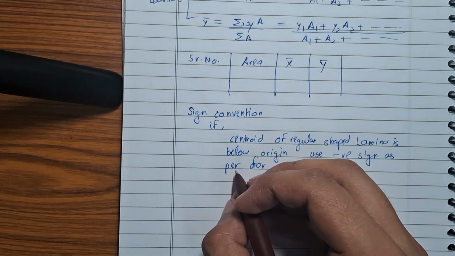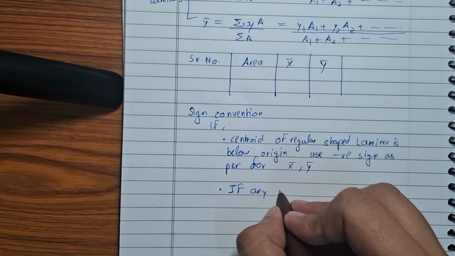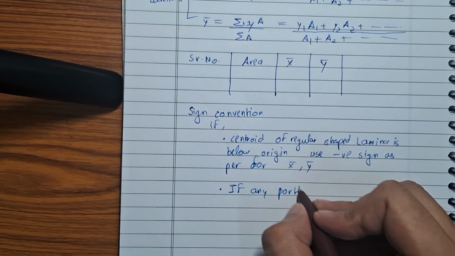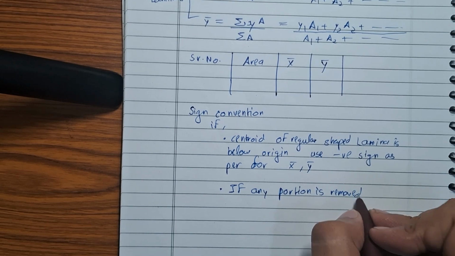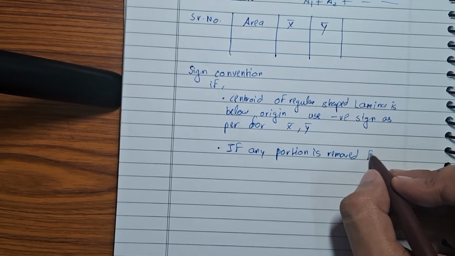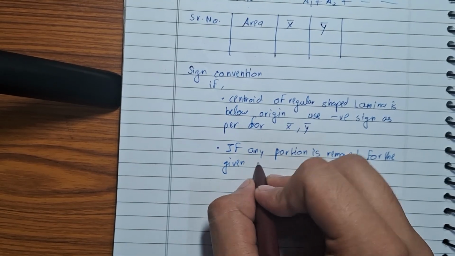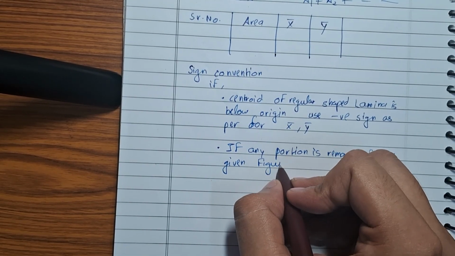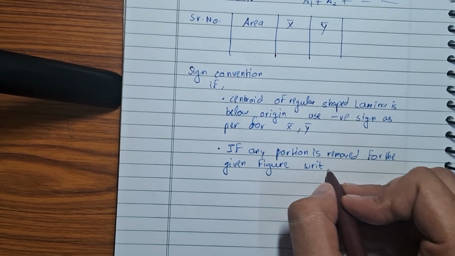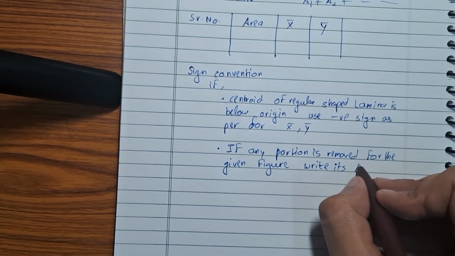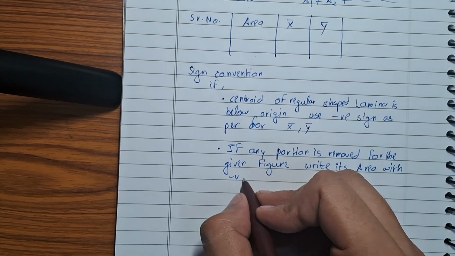Okay. Second thing, if any portion is removed from the given figure, write its area with negative sign in the table.